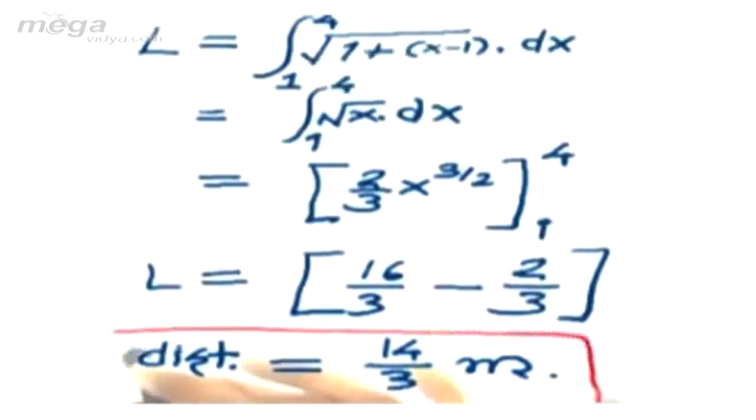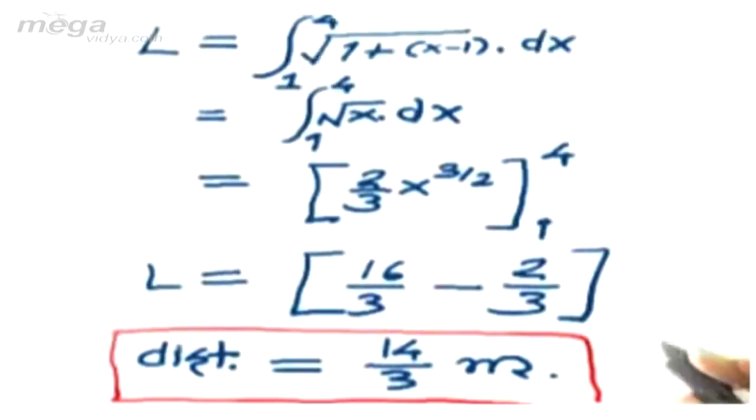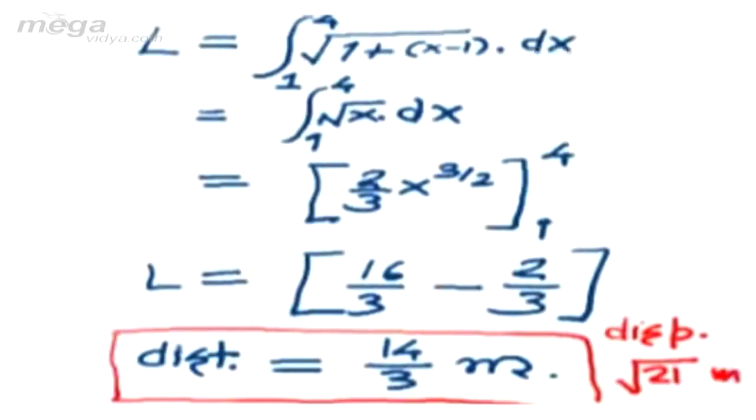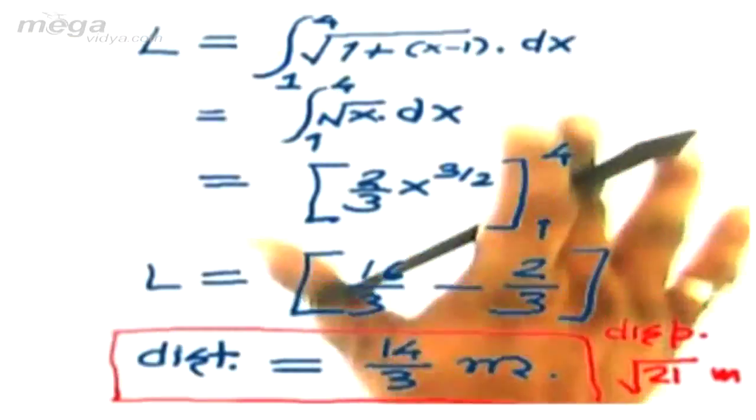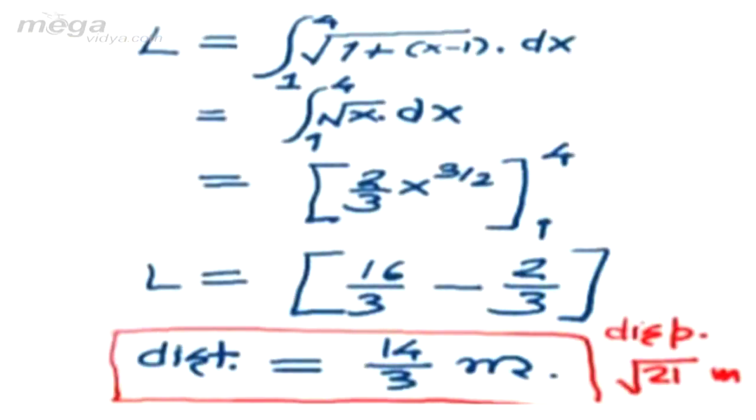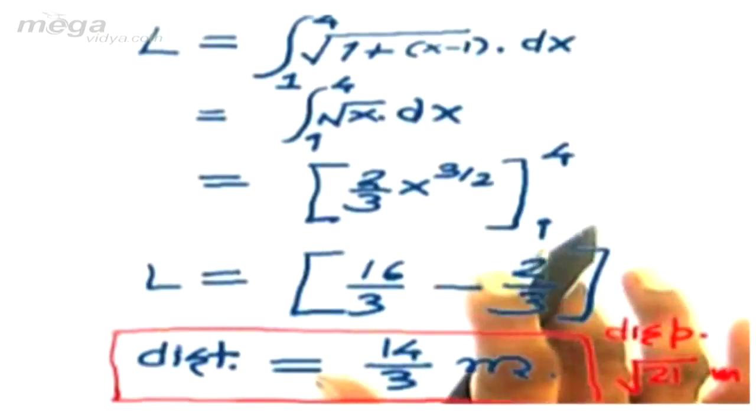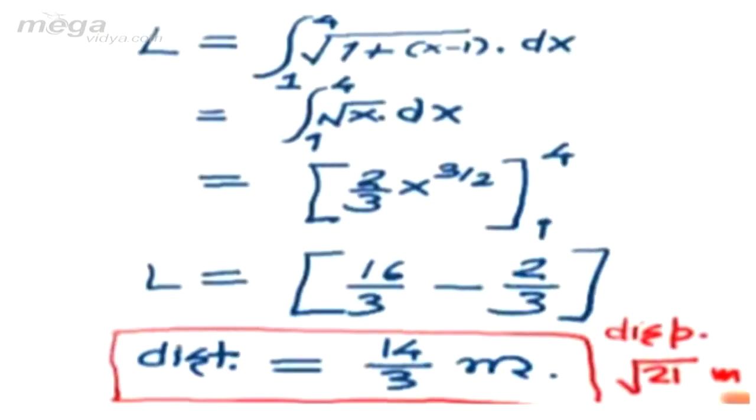Here you can conclude that the distance traveled is greater than the displacement, as we found earlier. The displacement here was under root of 21 meter. Here, under root of 21 meter is less than 14 by 3 meter. So it again proves that displacement can never be greater than distance. And here, by following this method, we got the distance traveled by the particle and the displacement of the particle as well. So, using this trick, you can get any distance or displacement traveled by a particle if its equation of path or equation of trajectory is given.